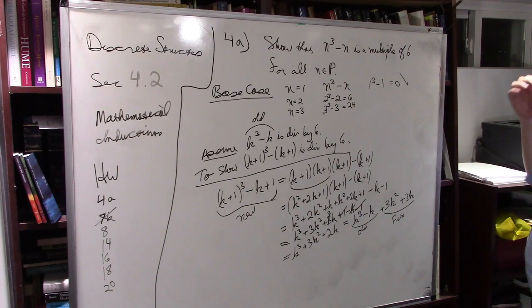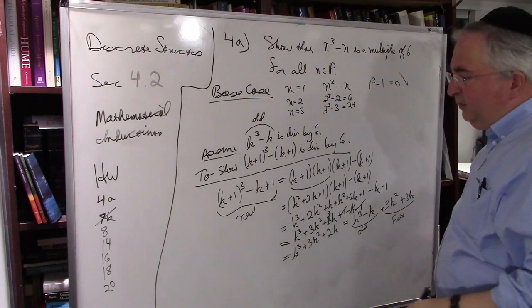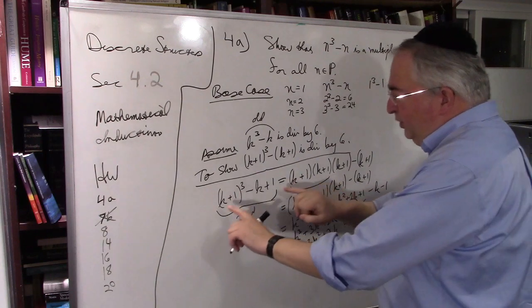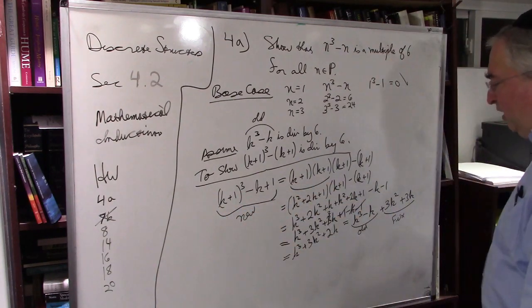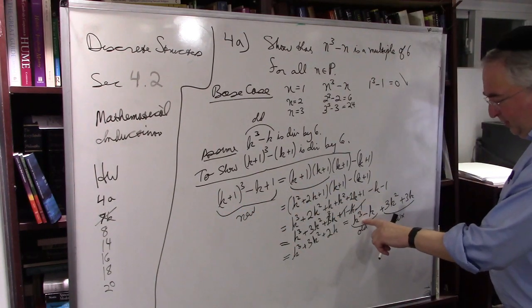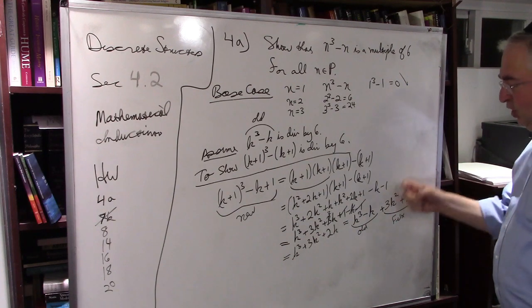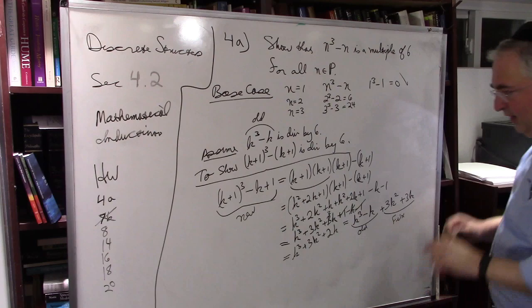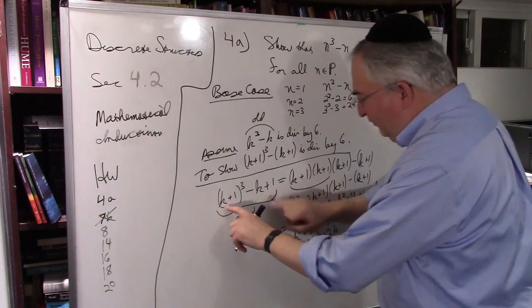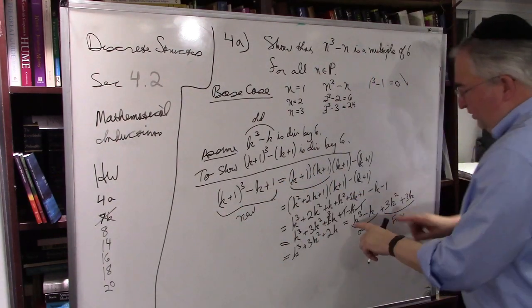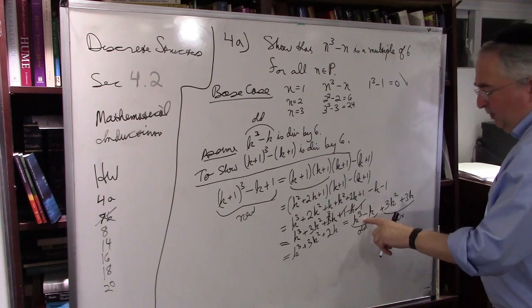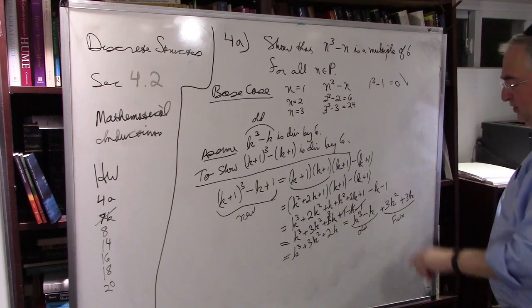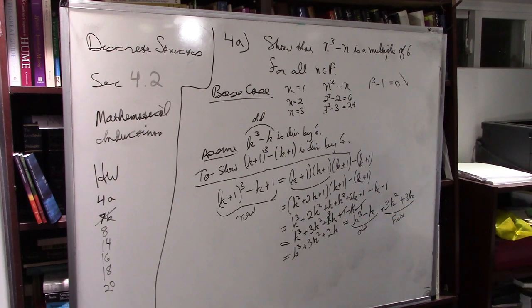Okay. Let's just keep focus on what we want to do. We want to show this is divisible by 6. We know this is divisible by 6. It would be nice to show that this is divisible by 6. Right? Let's go through that again. We want to show this is divisible by 6. This is equal to this. We know this is divisible by 6. We'd like to show that this is divisible by 6. Okay?